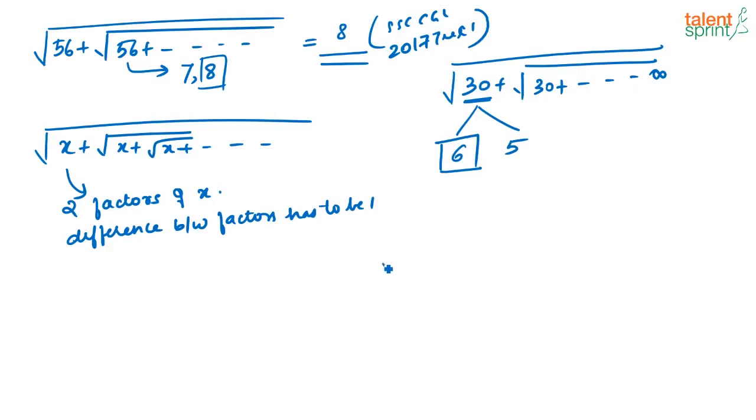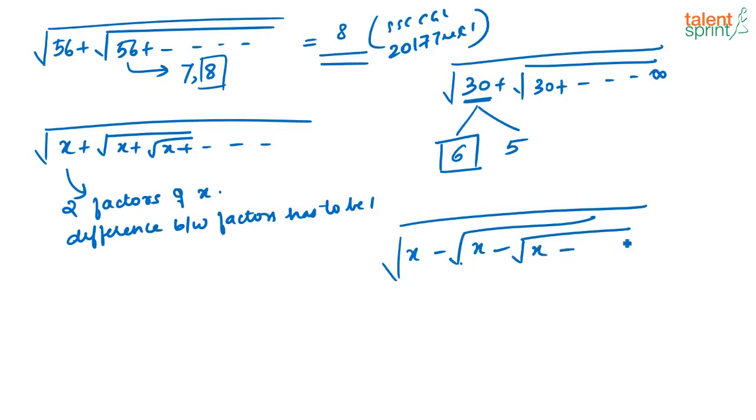Now similarly, if I have to find, let us say, root of x minus root of x minus root of x, so instead of plus, if the expression has minus terms, then how will I solve? Again, you just have to find two factors whose difference is 1, and the smaller factor will be your answer in this case.